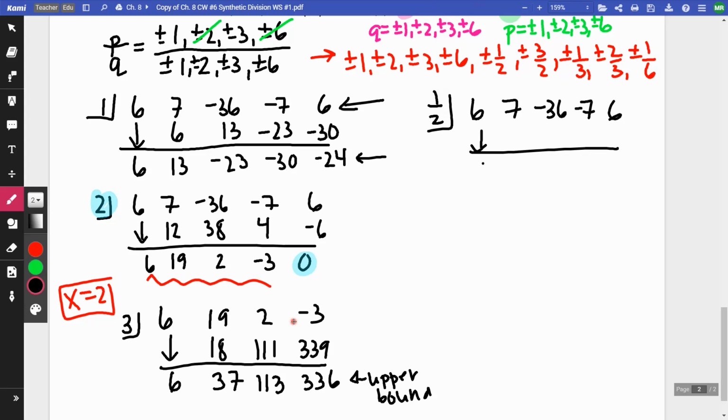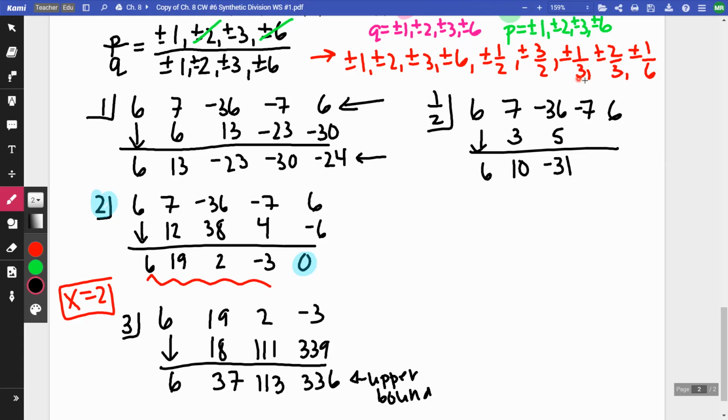Bring this down, 6. 6 times 1/2 is 3. 3 plus 7 is 10. 10 times 1/2 is 5. Bring that down, I get a negative 31. Half of 31 is not going to be nice, so I'm thinking that it's not going to be my 1/2.